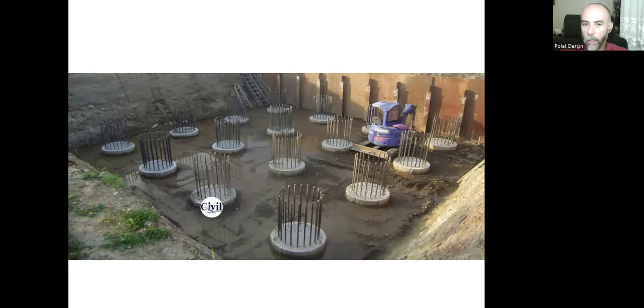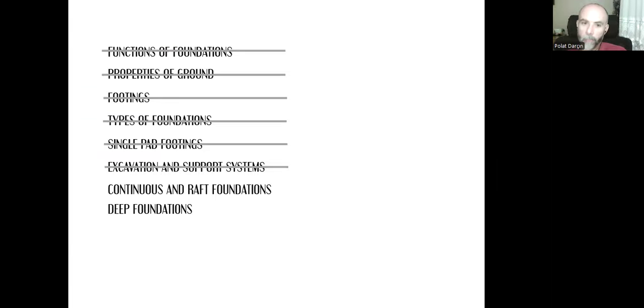And as you can see here, we still have dowels. And over that, we are going to create our either single pad footings or continuous footings or raft foundations. And we are going to connect the reinforcement bars of the foundations with these dowels.